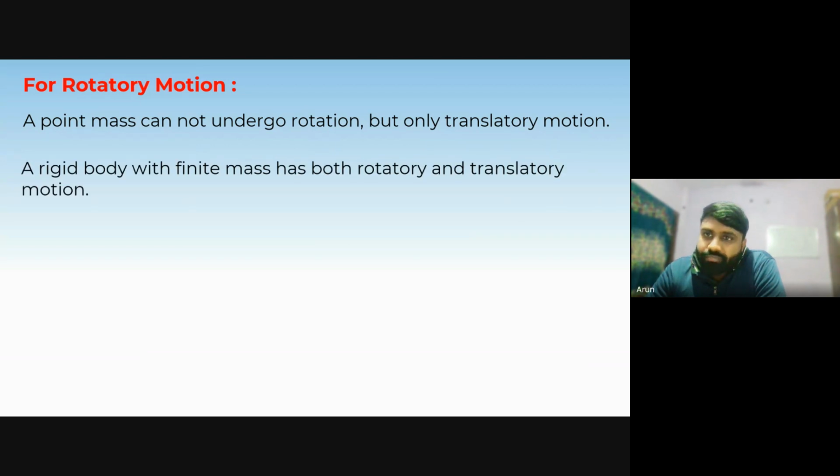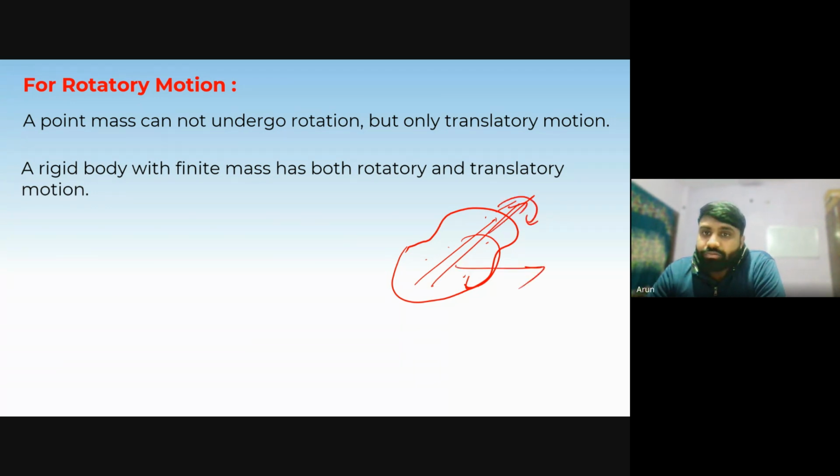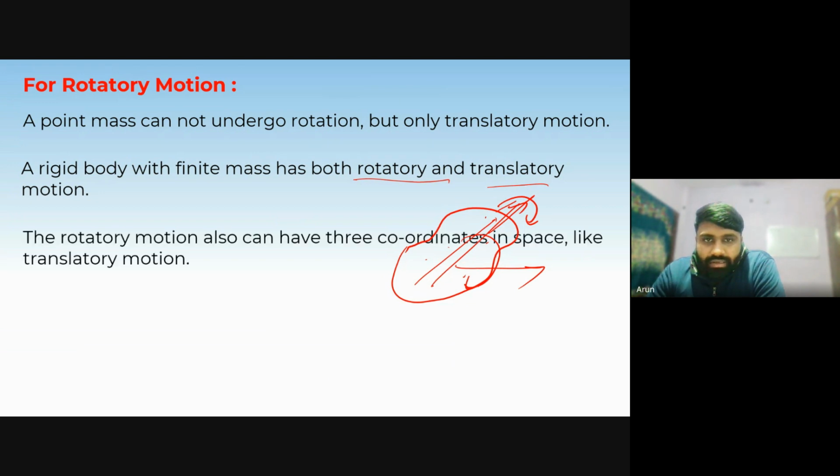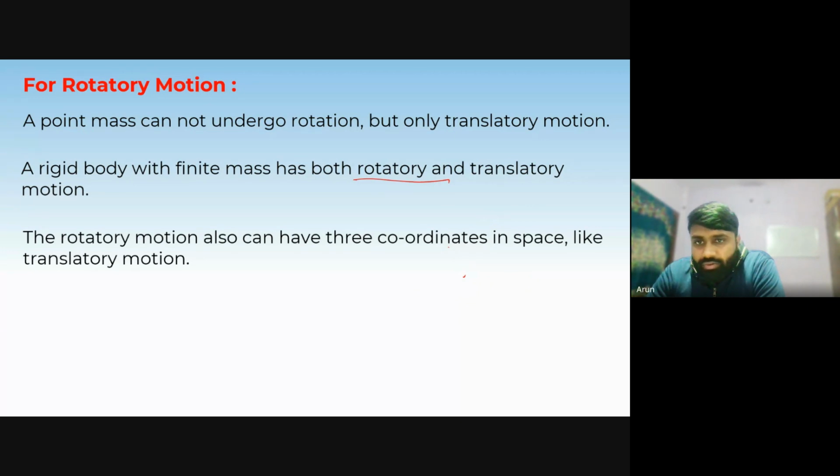But the rigid body that we have studied, this is the rigid body, in system of particles and rotational motion. So this rigid body can possess rotational motion about any axis, and translation also. So for a rigid body, there are two possibilities: rotatory motion and translatory motion. Okay. Now this rotatory motion can also have three coordinates in space.